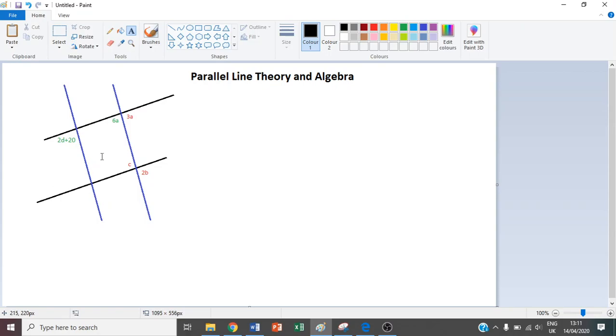theory rules. For example, C is the same color as 3A, because here you should see that that is a Z pattern. So 3A and C are equal to each other. I also put 2B in red because you might see that from C, 2B and C are vertically opposite each other. They're opposite angles and they're also equal. Also 2B and 3A, you should see there that I've got an F pattern. That makes them corresponding angles, which is what makes them equal.